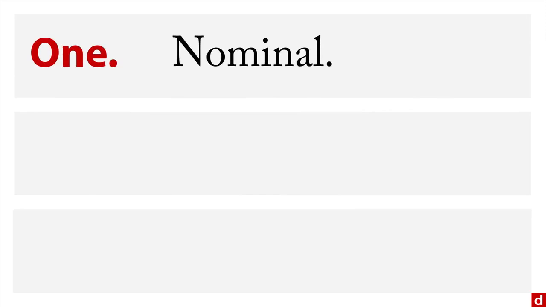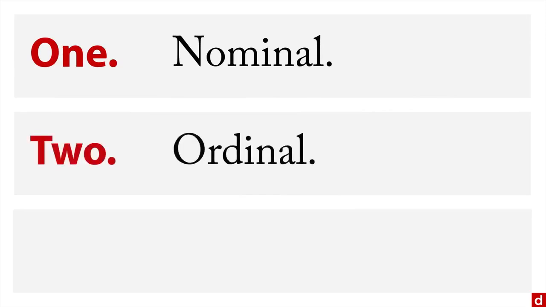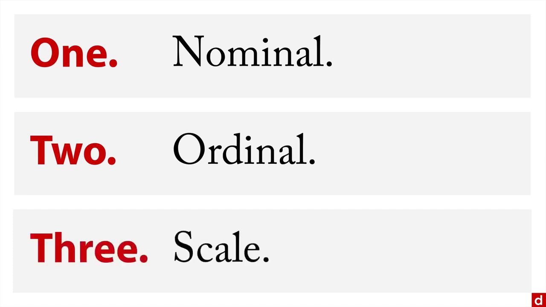Now, in terms of level of measurement, remember, SPSS uses 3. Number 1 is nominal for different categories. Number 2 is ordinal for ranks. And number 3 is scales. That's for interval or ratio level measurements.